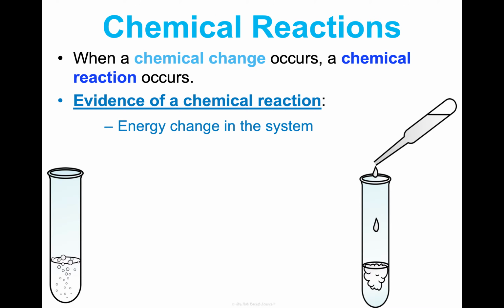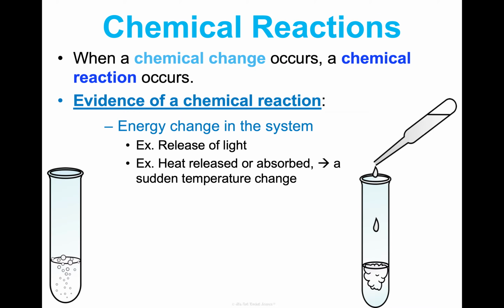Okay, so some of those signs are energy change in this system. You can tell that energy has changed. So one way we can see this is a sudden release of light, a flash of light, or if heat is released or absorbed, that's going to be an energy change and it's going to result in a sudden temperature change. You're going to feel that absence of heat and that the beaker is going to feel cold, or you're going to feel that heat being released as it feels warmer. So those are signs that energy has changed, and that would be a sign that a chemical reaction has occurred.